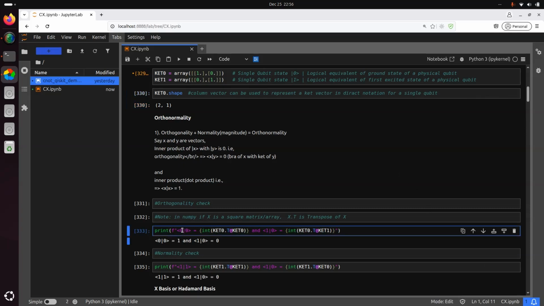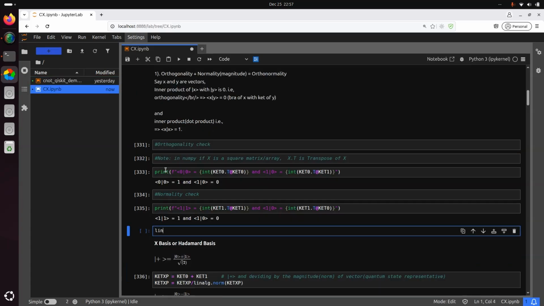So the inner product of ket0 with itself is 1 and ket1 with ket0 is 0. So here the magnitude is 1 and here the dot product is 0. Normality check. So this is also one way of checking normality, or we can even use this linalg.norm of say ket0.